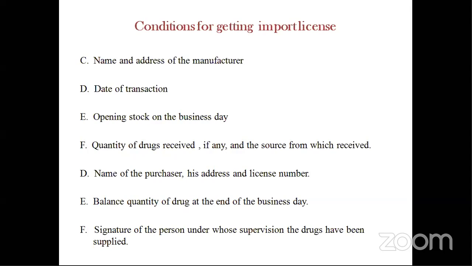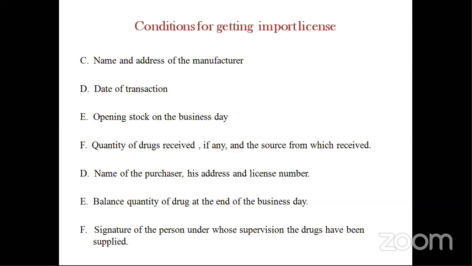Next, the name of the purchaser, address and license number. Which purchaser has decided to buy the product from you? Manufacturers have different purchasers. So this purchaser's name you should also write down in this register or record book. Purchaser, address, license number, all should be written in these record books.